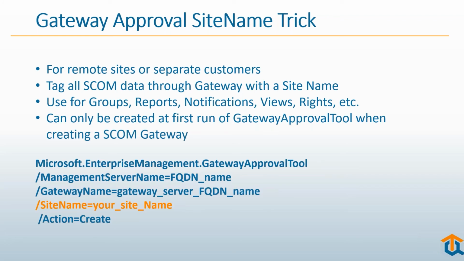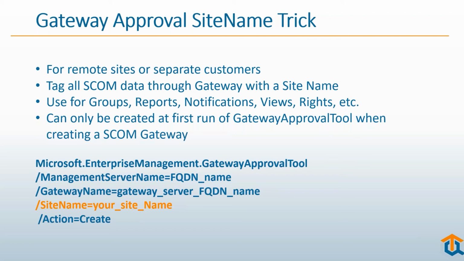And as far as I know, you can only add this site name to a gateway when you first run the gateway approval tool for this machine. So I have not seen anybody do it afterwards. I'm not sure if it's possible, or maybe it's an entry somewhere. It's got to be somewhere. But as far as I know, it's just when you run the gateway approval tool when installing this gateway, then you can add this.